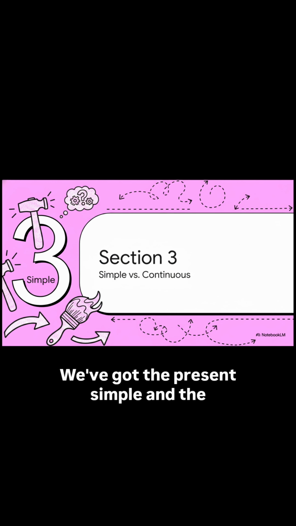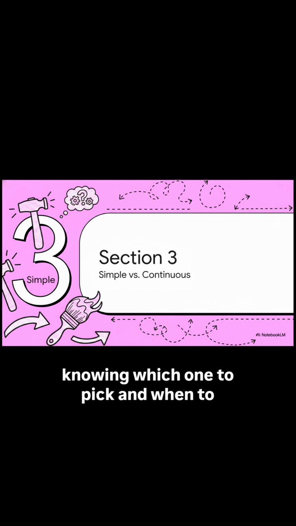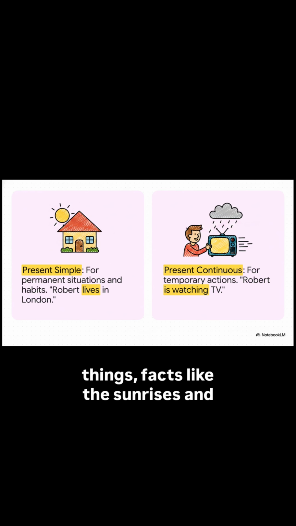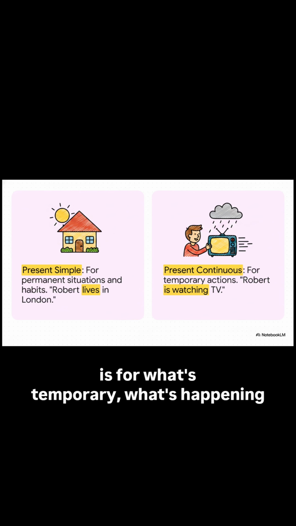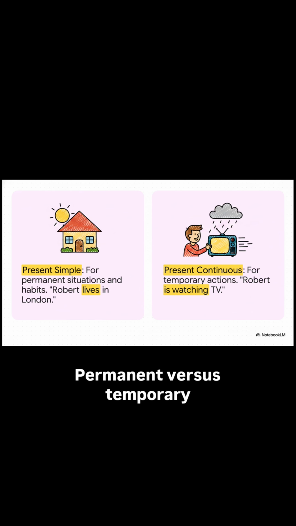All right, so we have our two main tools for the present. We've got the present simple and the present continuous. The real magic, though, comes from knowing which one to pick and when to use it. And this slide pretty much lays it all out. The simple tense is for permanent things, facts like the sun rises, and stable situations like Robert lives in London. The continuous tense, on the other hand, is for what's temporary, what's happening now, like it is raining, or Robert is watching TV. Permanent versus temporary.